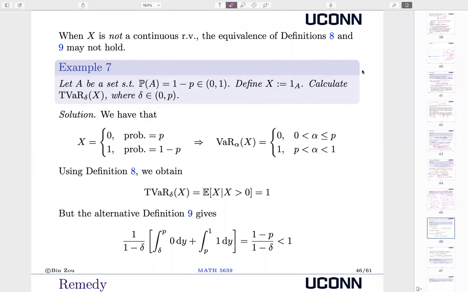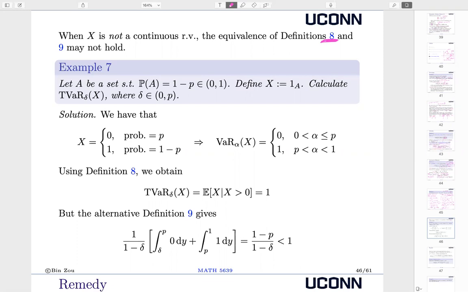In the last video, we gave an introduction to TVaR and did some examples when our X is a continuous random variable, such as exponential, Pareto, or lognormal. I also mentioned in that video that when X is not a continuous random variable, strange things could happen, and our previous definitions, in particular definition 8, could run into some trouble. To see that, let's look at example 7.